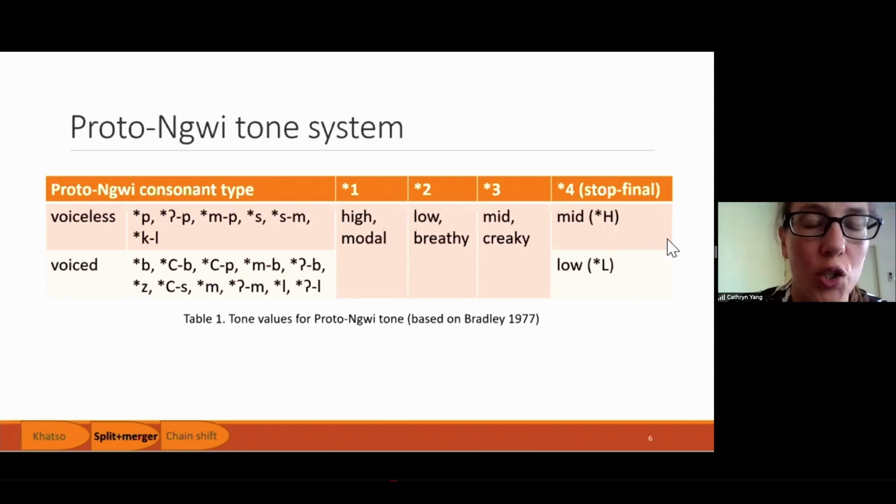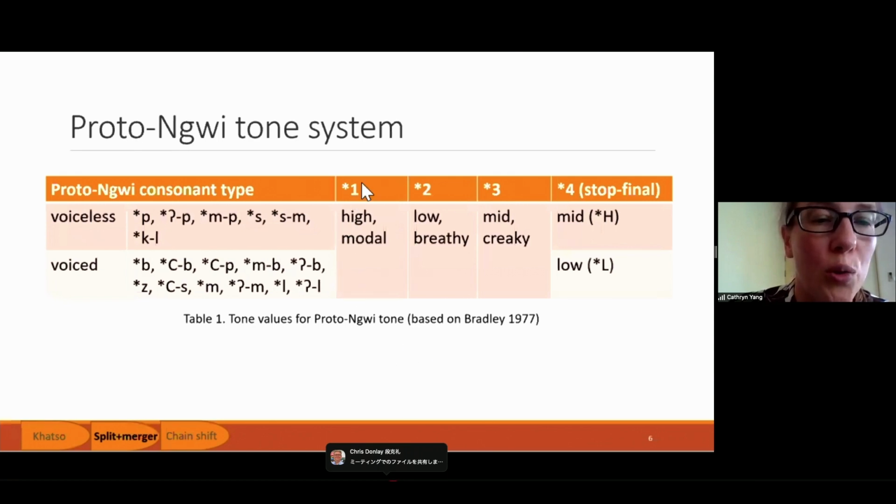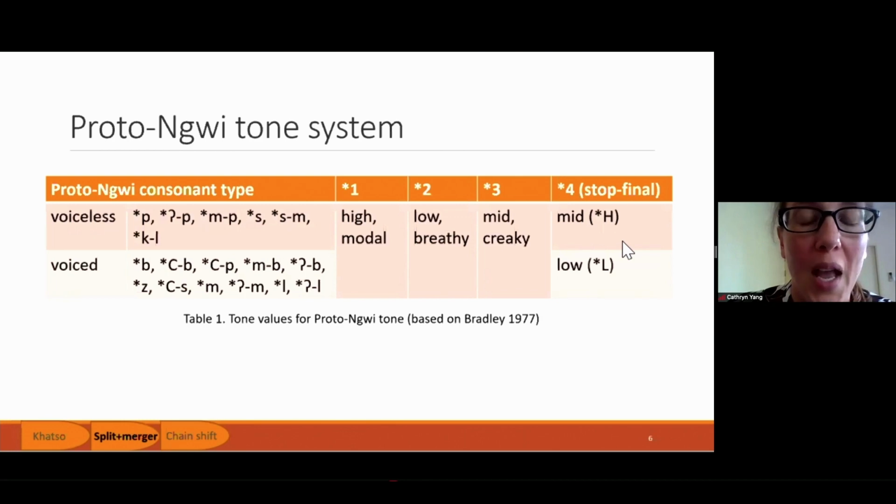So Matisoff 1972 reconstructs a tone split in 4 according to the Proto-Ngwi prefix or initial type. And this follows the voiced low principle. So you've got a lower pitch after voiced initials and/or voiced prefixes, and a slightly higher pitch after voiceless initials or voiceless prefixes. For our purposes today, I want you to especially note that tone 1 is in the upper pitch range, tone 2 and tone L are in the lower pitch range. And what we'll see is that in Khatso, they have shifted. Tone 1 reflexes in Khatso are in the lower pitch range, part of tone 2, and all of tone L is in the upper pitch range.